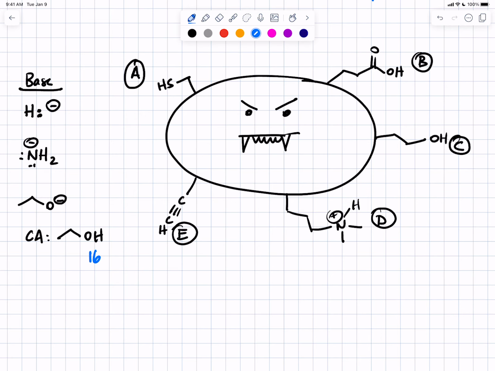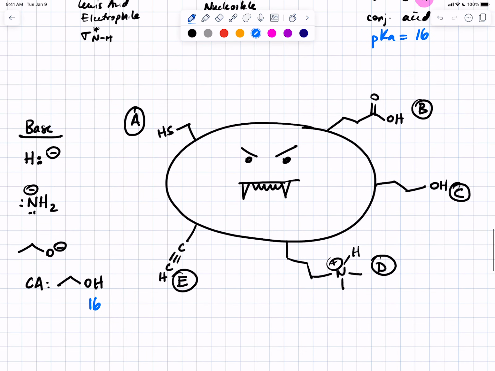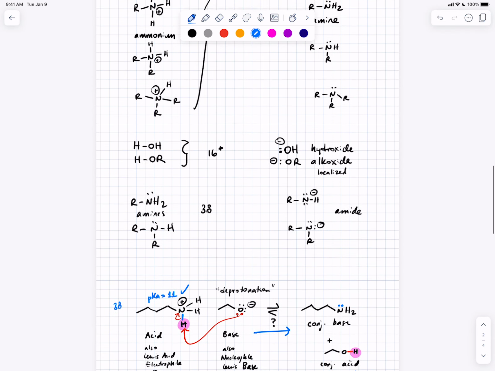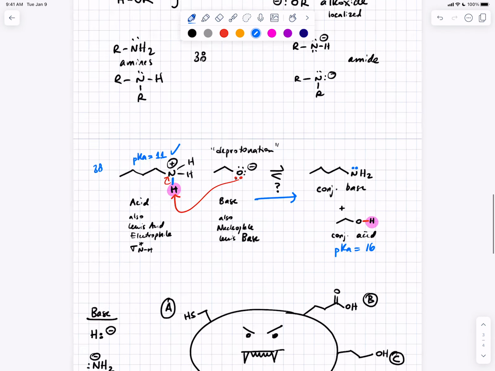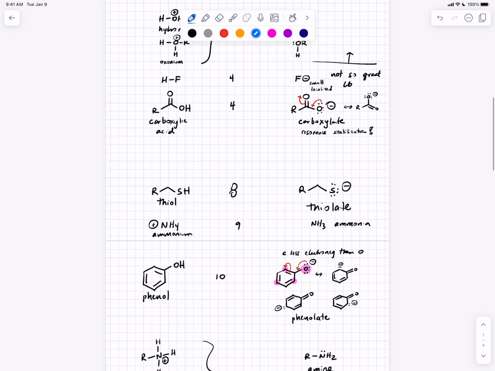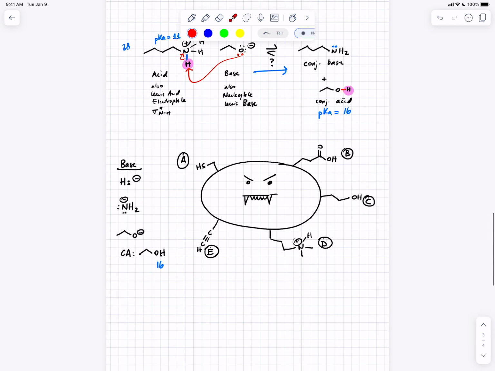So, let's see. This A group is a sulfur-containing molecule. So let's scroll up and see if we have any. It's got a proton on the sulfur and it's neutral. So let's look and see if we've got anything. All right. There we go. pKa of 8. So on my drawing, I'm going to write down pKa equals 8.